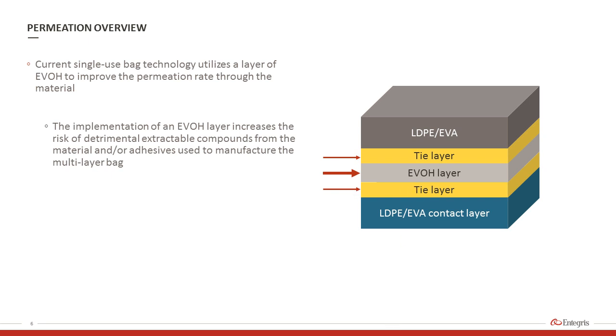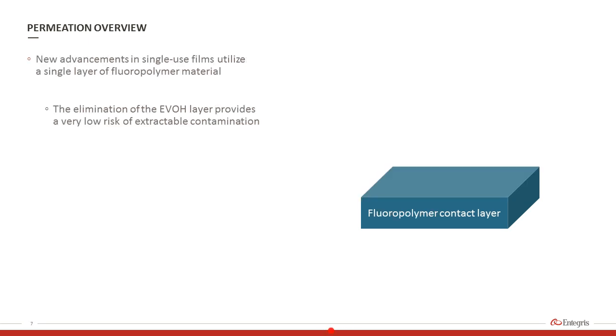This construction is also susceptible to delamination and film failure due to differences in thermal expansion and the challenges with bonding different polymers together. New advancements in films allow for the utilization of a single layer of gamma-stable fluoropolymer to greatly reduce the risk of extractables. The single-layer technology also eliminates any concerns over delamination. But with the elimination of an EVOH layer, how does this approach impact permeation?